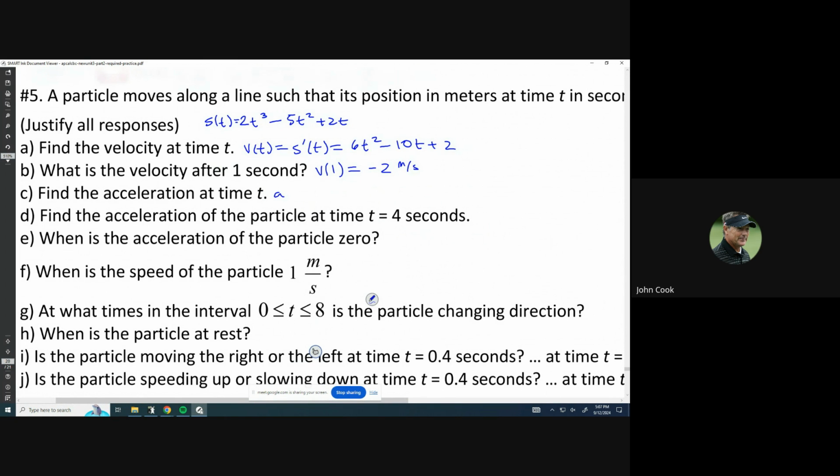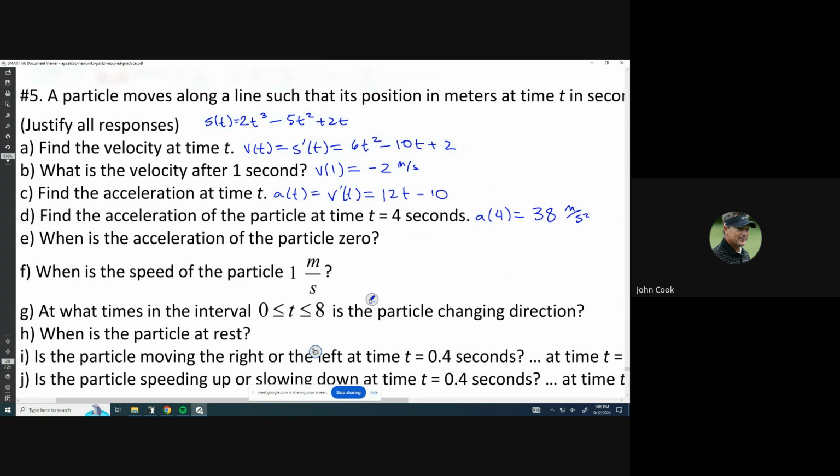Find the acceleration at time t, easy. Acceleration is equal to the derivative of velocity. So we just take the derivative of the velocity function that we got in part A. That'll give us part C. Using the power rule again, we get 12t minus 10, and there's our function. Find the acceleration of the particle at time t equals 4. We just plug in 4. A of 4 is equal to 12 times 4, which is 48, and 48 minus 10 is 38. It'll be in terms of meters per second squared, because those are the units for acceleration.